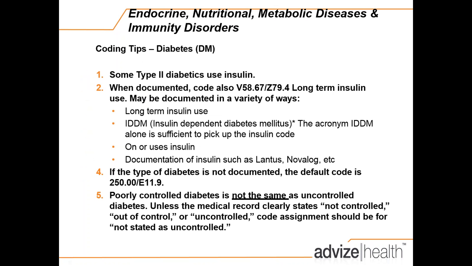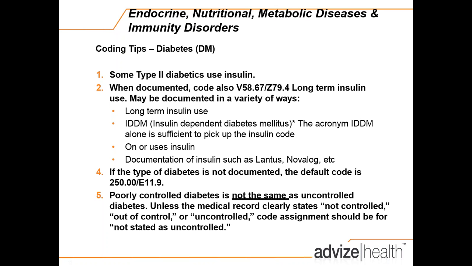It may be documented in a variety of ways. So again, if you have documentation of long-term use or any type of documentation that they do use insulin, you can use this information. So again, long-term use of insulin, the acronym for diabetes that's insulin dependent, on or uses insulin, documentation again of the actual drug that's listed in the medication list linked to the assessment and plan. If the type of diabetes is not documented, the default code is the E11.9.